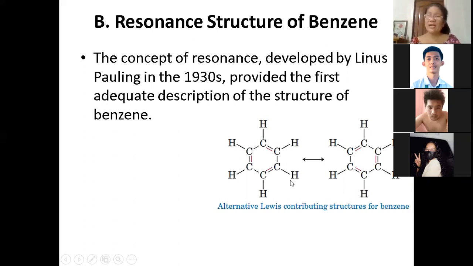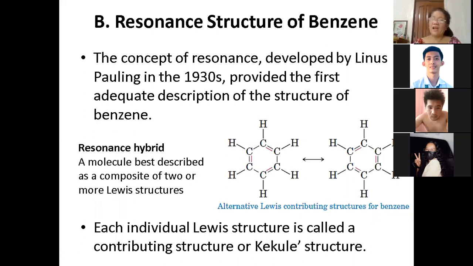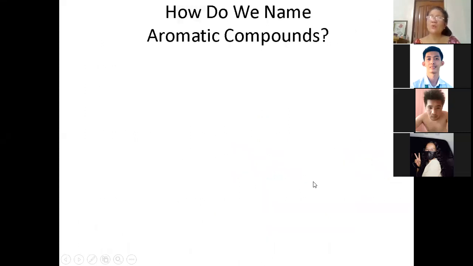This structure is a resonance of this, meaning they are the same structure of benzene, wherein you can write this in this way, you can also write this in this way. Okay, so that is according to Linus Pauling. So each individual Lewis structure is called a contributing structure or Kekule structure. Okay. So they are resonance hybrid. No? These are composite of the Lewis structure. These two are resonance.